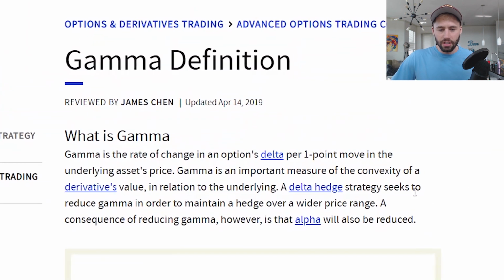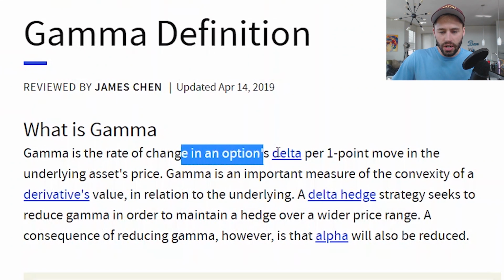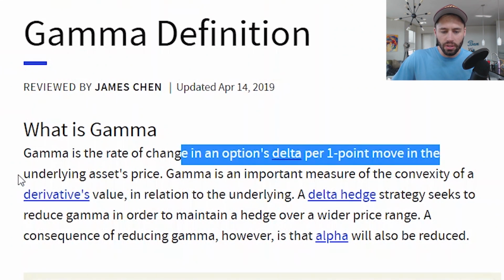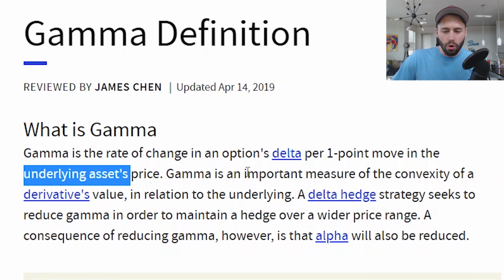All right, so let's get into the main content of the video. First off, I want to look at the dictionary definition of option gamma. To do that, we're going to go over to Investopedia. And what does Investopedia say? Investopedia says that gamma is the rate of change in an option's delta per 1 point move in the underlying asset's price. Gamma is an important measure of the convexity of a derivative's value in relation to the underlying.